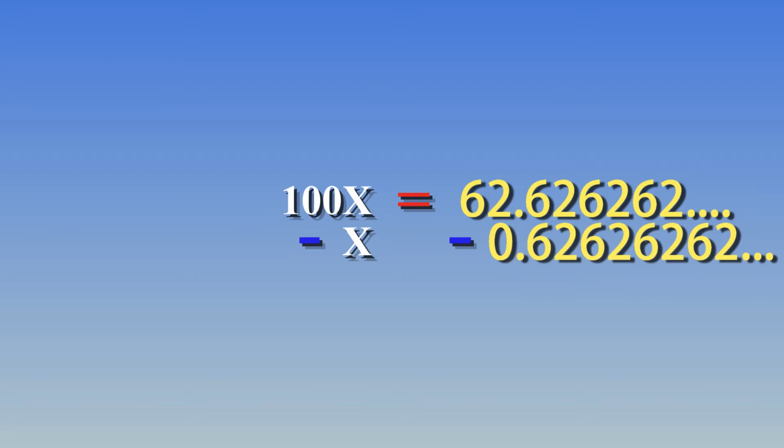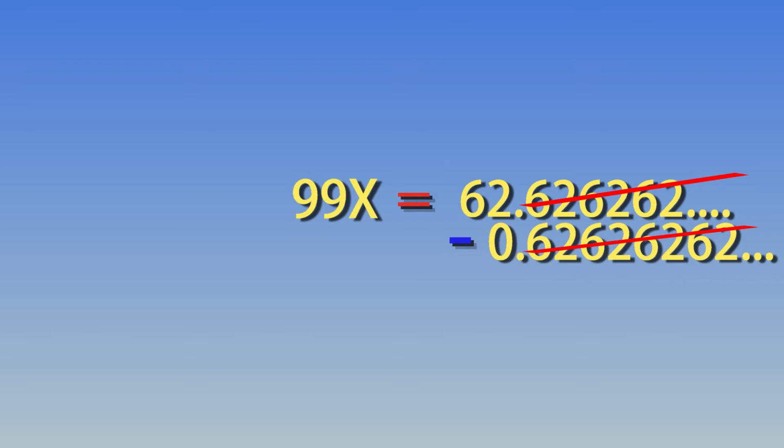So let's rewrite this on the left-hand side. What about the right-hand side? Well, we can look at 62.62 recurring as 62 plus 0.62 recurring. And on the right-hand side, we are subtracting 0.62 recurring from that. And the recurring decimals cancel. So that would leave us with 62.